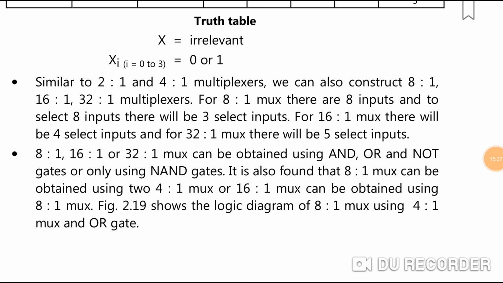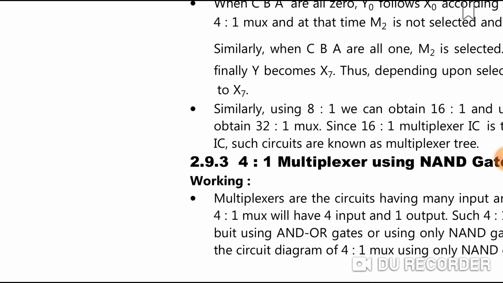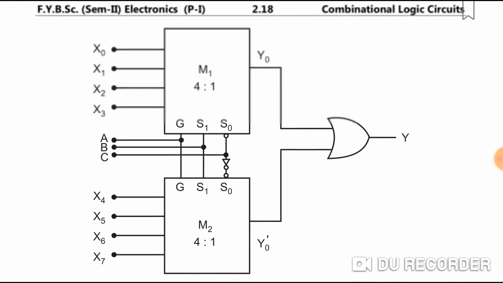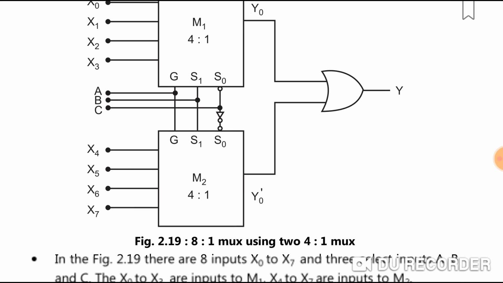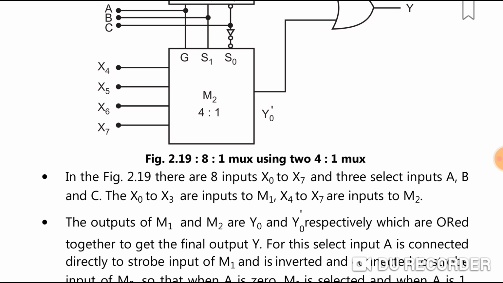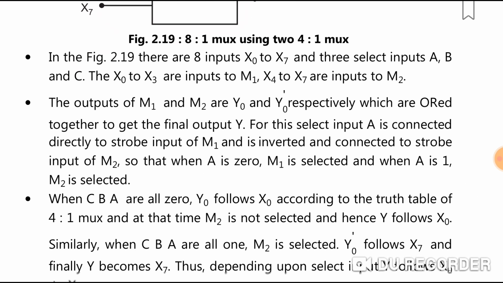It is also found that an 8 by 1 mux can be obtained using two 4 by 1 mux, or a 16 by 1 mux can be obtained using 8 by 1 mux. So this is the logic diagram of an 8 by 1 mux using 4 by 1 mux and an OR gate. There are two 4 by 1 mux, connected with A, B, C inputs. Then x0, x1, x2, x3, x4, x5, x6, x7 are the inputs. Then y0 and y0 dash are given to an OR gate to get the final output y. So an 8 by 1 mux is realized using two 4 by 1 mux.